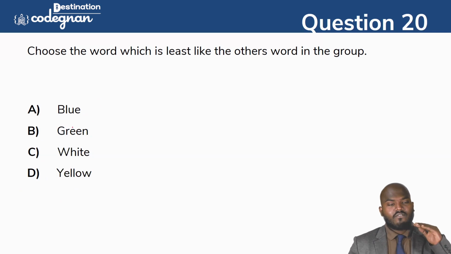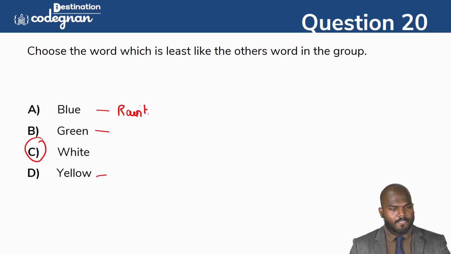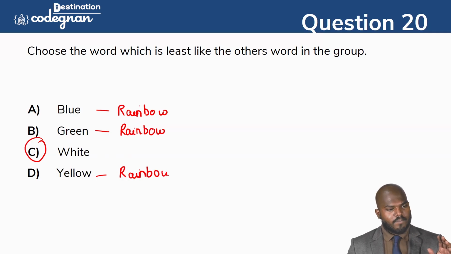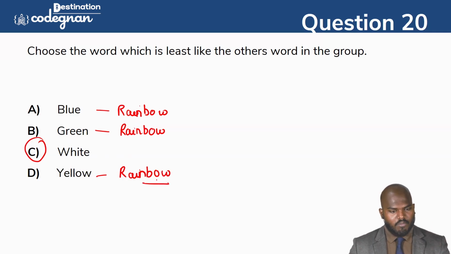Choose the word which is least like others in the group. We will say option C, because blue, green, and yellow are rainbow colors. Blue will come in the rainbow, green will come in the rainbow, and yellow will come in the rainbow. So B, G, Y come in the rainbow probably. So option C is the correct answer.